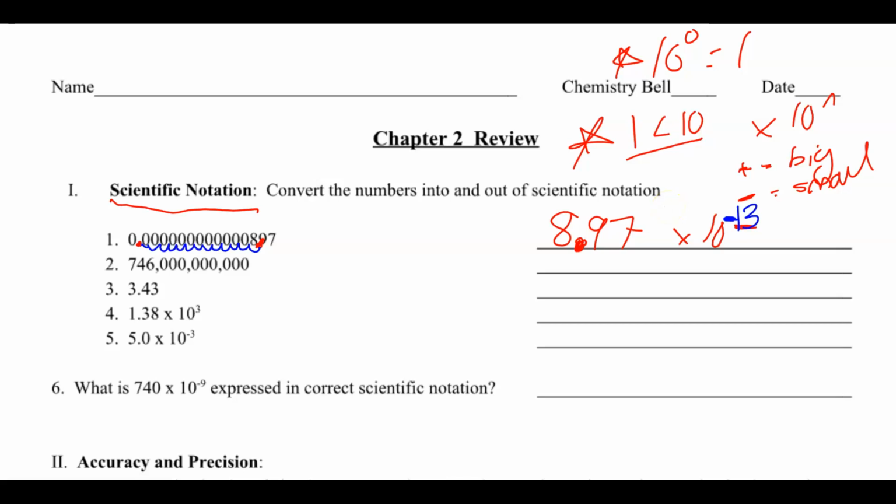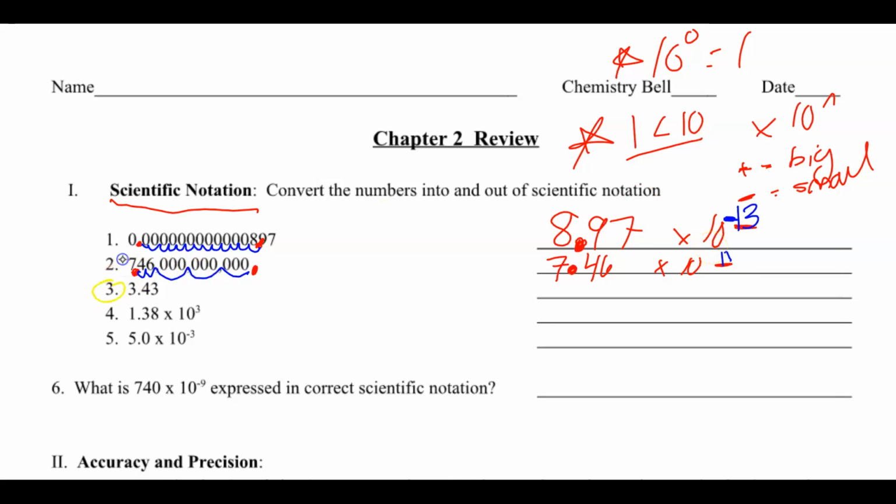Now if we compare that to number 2, okay, where's my decimal? It's implied, it's hidden right here. Where do I want my decimal to be? I want to get 7.46. So I'm going to have 7.46 times 10 to some power. Now let's count how many times we've got to move here. 3, 6, 9, 10, 11. I've got to move 11 times. Now I've got positive 11 right now. Is this a really big number? Yes, then the exponent's positive.